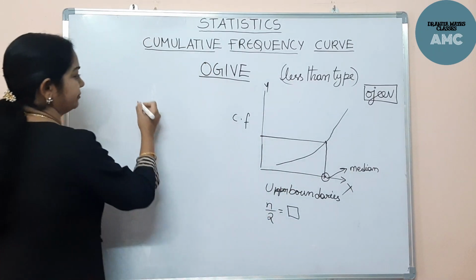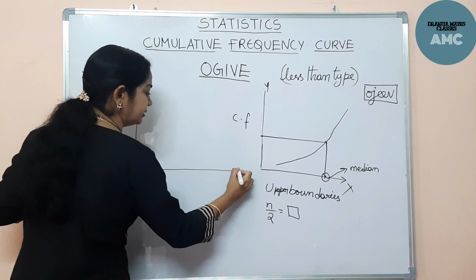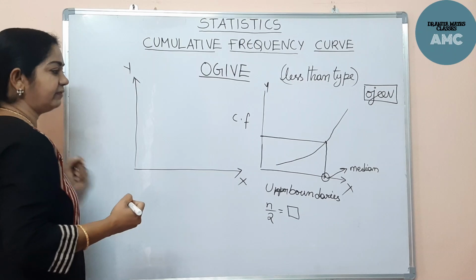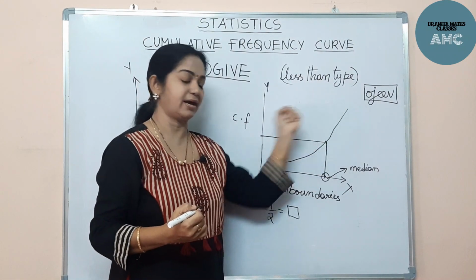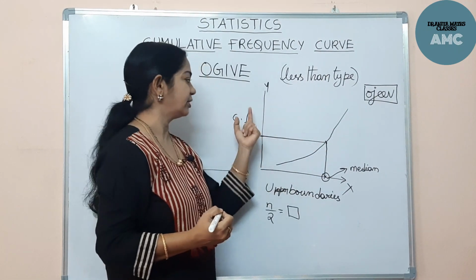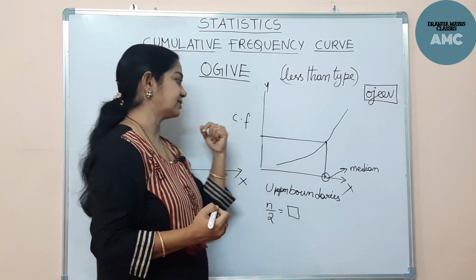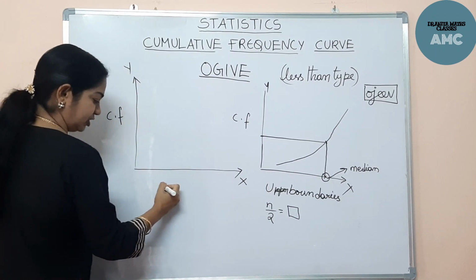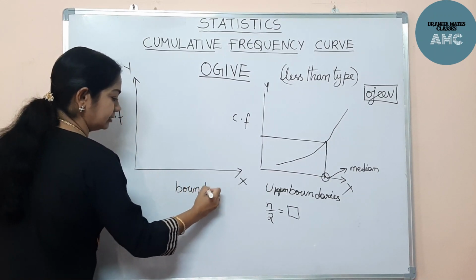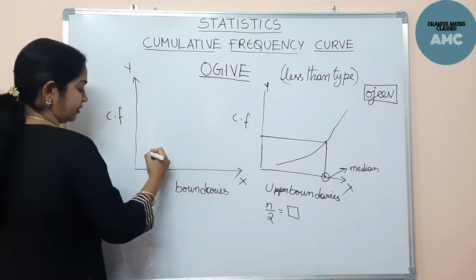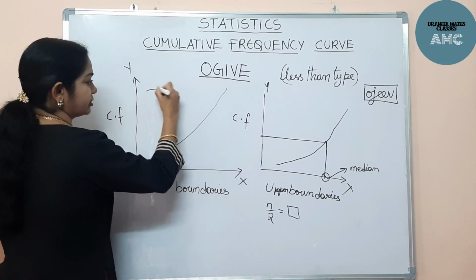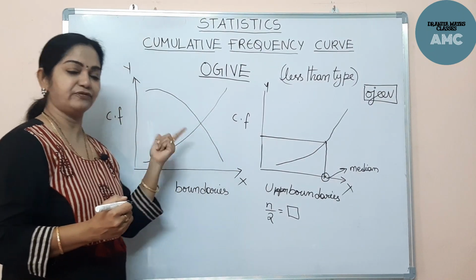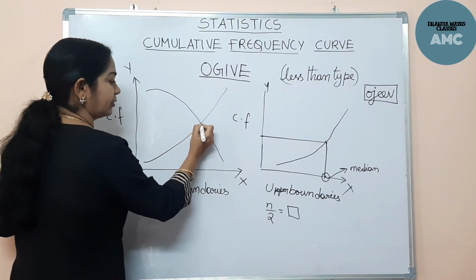There is another way to find the median. I'll be taking the coordinate axis, x-axis and y-axis. This is the less than type graph, with the upper boundaries on the x-axis and cumulative frequencies on the y-axis. In the same way, we plot the greater than type, with the lower boundaries and cumulative frequencies on the y-axis. After plotting both the less than type and the greater than type ogive curves, they will be intersecting at one point.